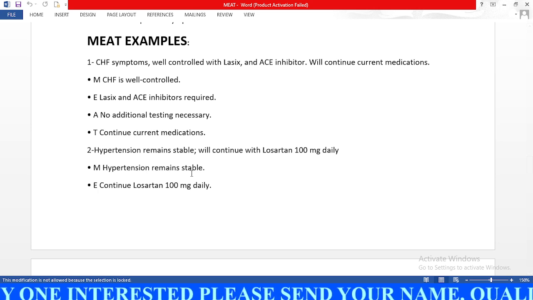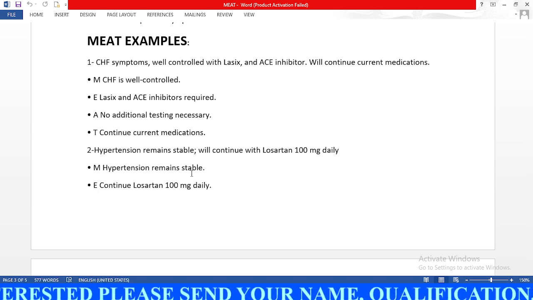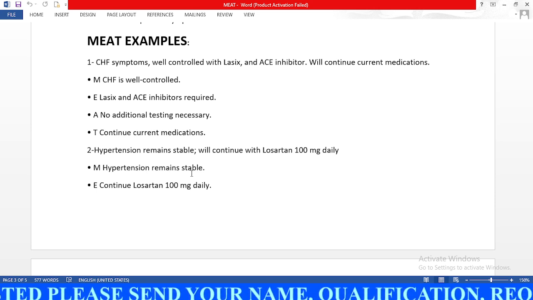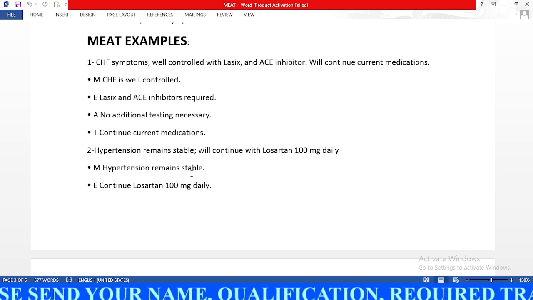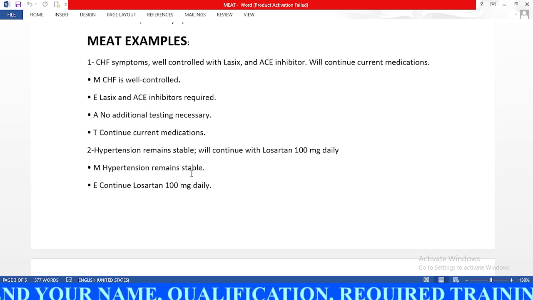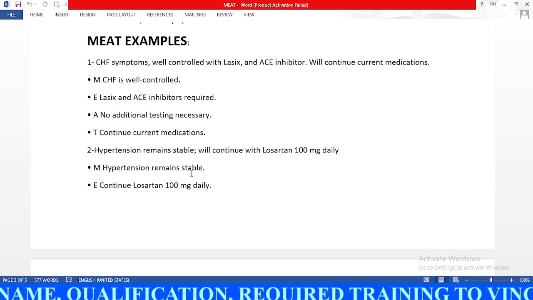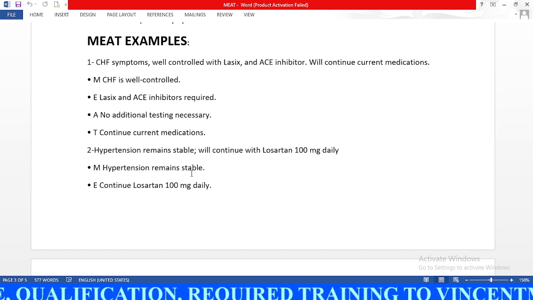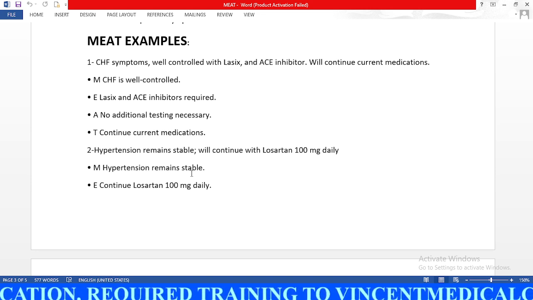Next one is A, assessment or address. No additional testing is necessary. So based on the condition, which is CHF, as it is well controlled, no additional testing is necessary, which will come under addressing the condition. So next one is T, continue current medications, which will come under the treatment of the condition or treatment of MEAT.